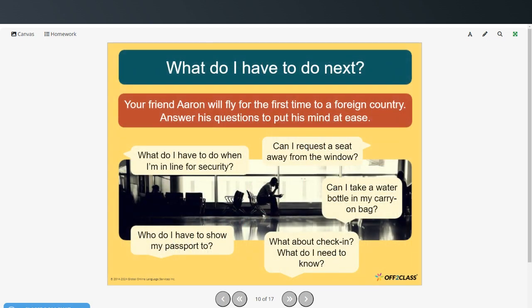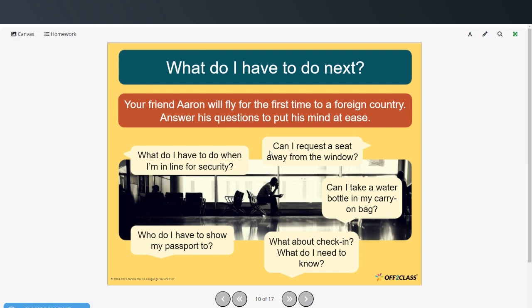All right, your friend Aaron will fly for the first time to a foreign country, so answer his questions to put his mind at ease. So what do I have to do when I'm in line for security? Well, you should probably tell him to have his boarding pass and passport or other ID ready to show to the officer.